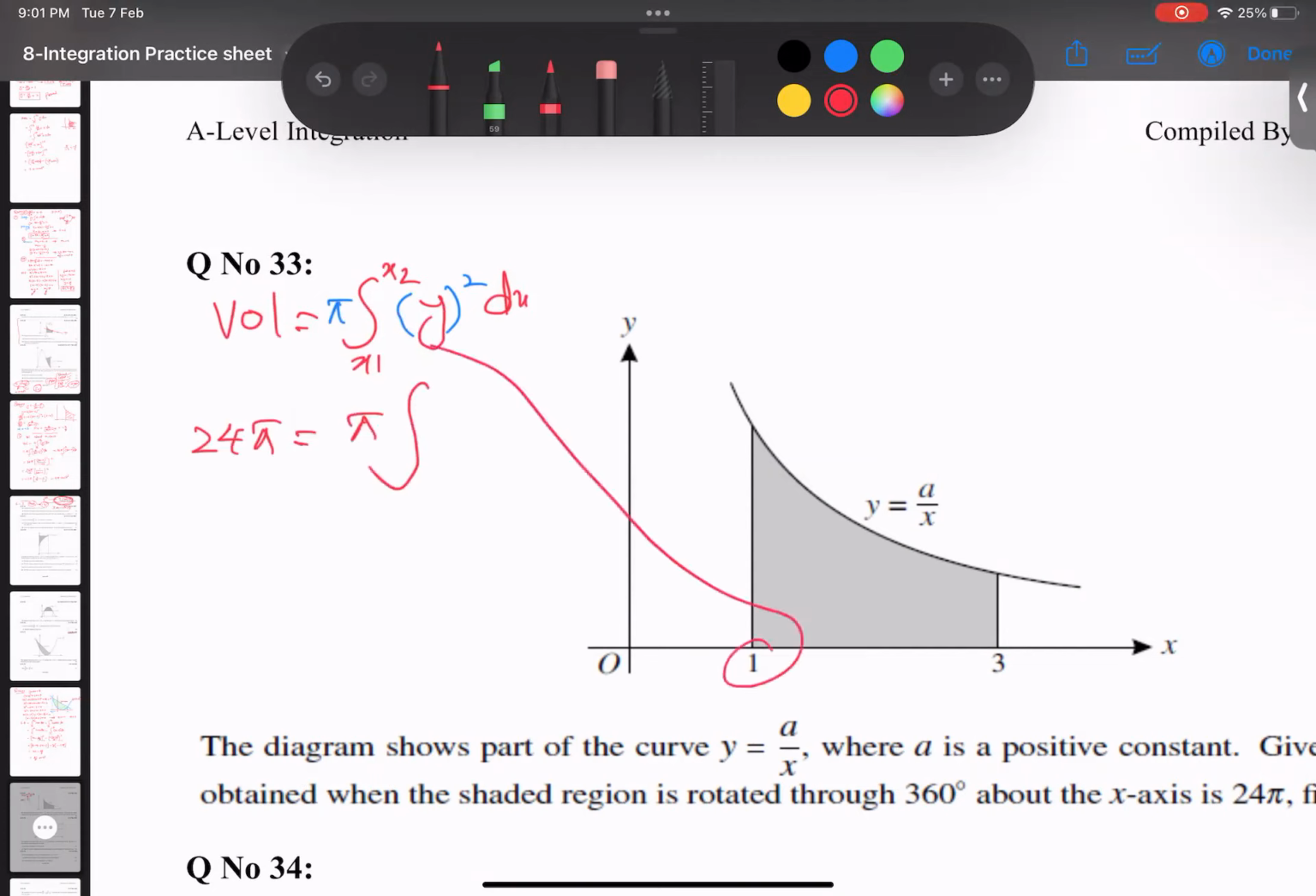The lower limit is 1, so it goes here. The upper limit is 3, so a very clear approach. And this whole thing will go in the place of y. It means it will be a by x, so a over x to power 2. Here we have to implement algebraic properties.